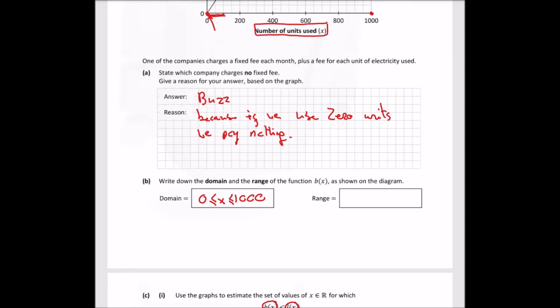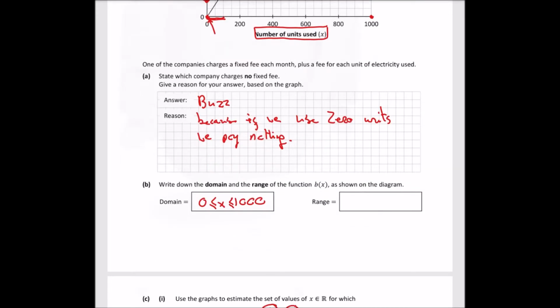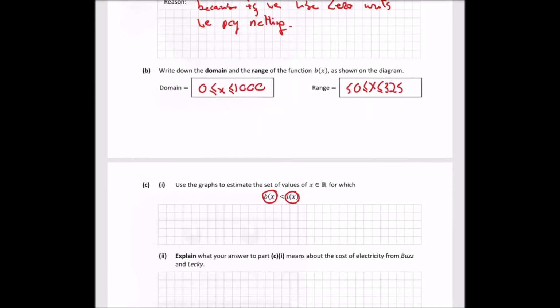Okay. And then to find the range, well, we're looking at the y values it gives out, and it's going from 50 all the way up to 325. So 50 to 325. Okay. Next question.